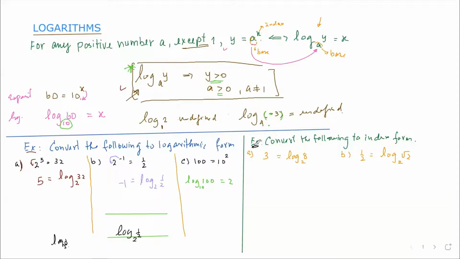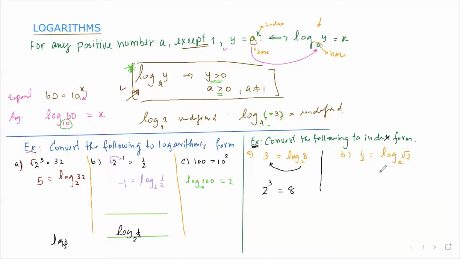Question, some more examples: convert the following to index form. Right now, this is a logarithm, convert it to index. Just do the opposite, that's all. How to do it? The base of the log is 2, correct? So you move it to be the base of the index. So 2, you move to here. Take 2 down here and push 3 up on the top, and then equal to 8. That's all.